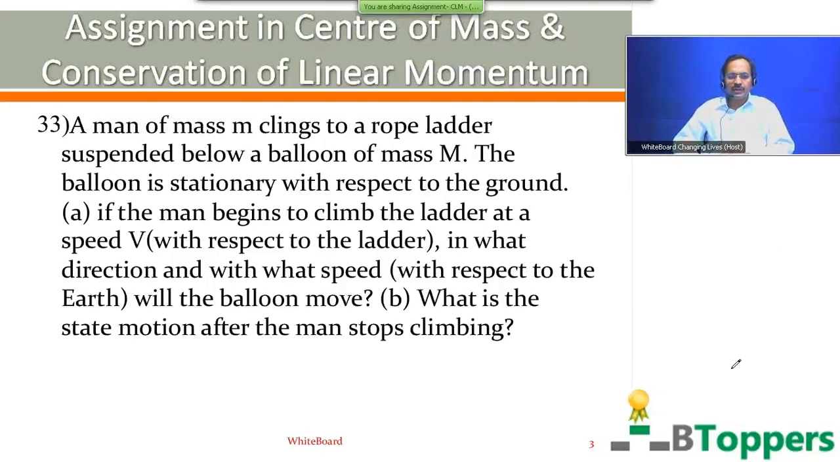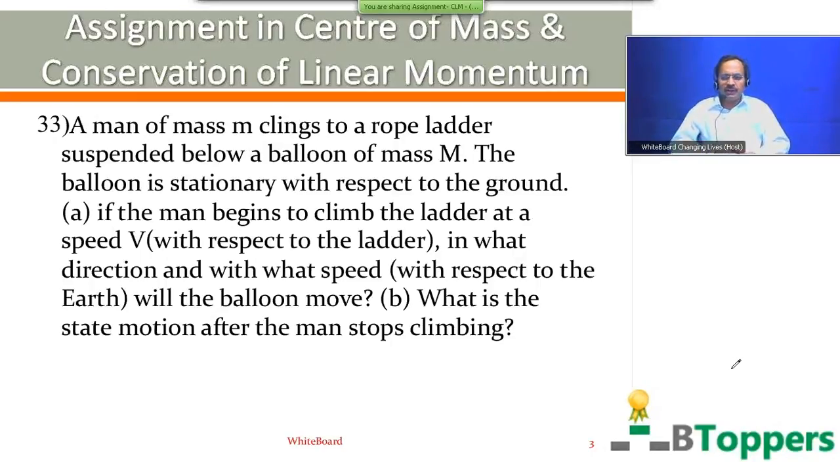Next question. A man of mass small m clings to a rope ladder suspended below a balloon of mass capital M. The balloon is stationary with respect to the ground. The man begins to climb the ladder at a speed v with respect to the ladder. In what direction and with what speed with respect to the earth will the balloon move? What is the state of motion after the man stops climbing?